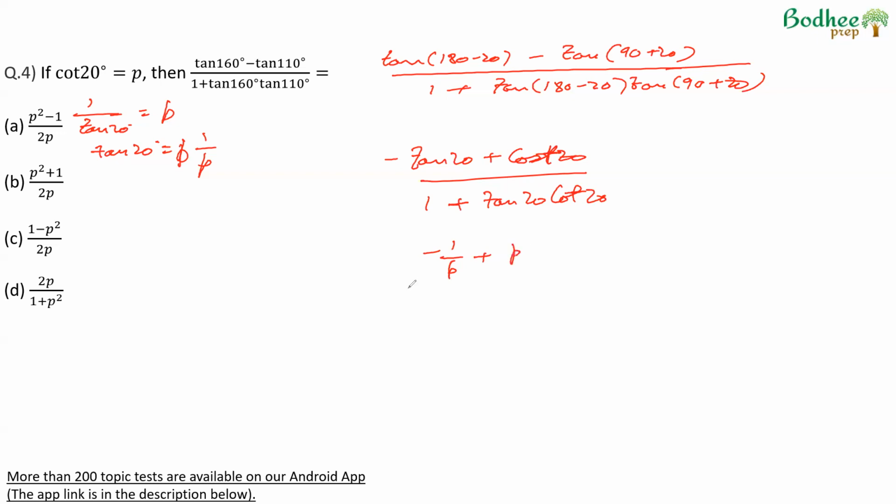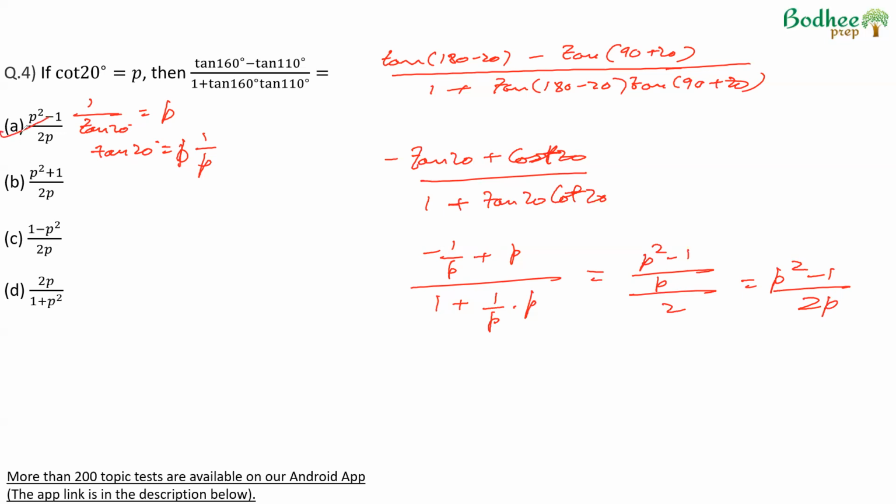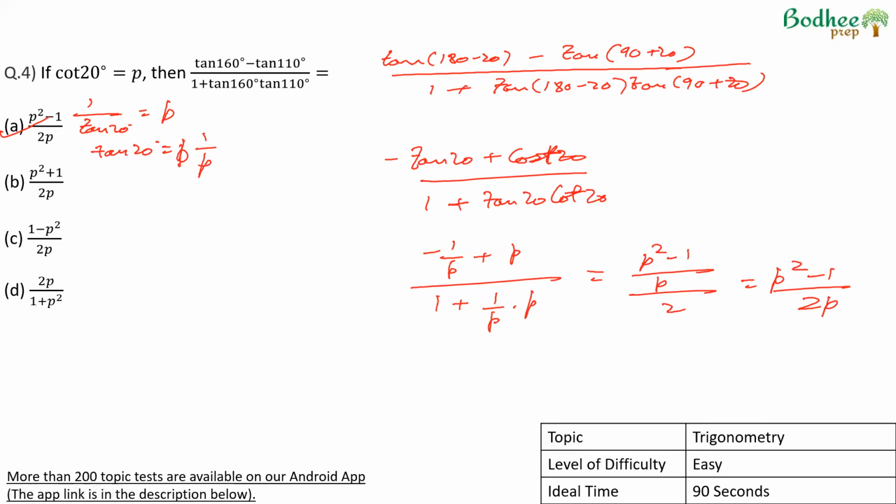Tan 20 is minus 1 by P. Cot 20 is P upon 1 plus tan 20 cot 20, 1 by P into P. This will be P square minus 1 upon P upon 2, which is P square minus 1 upon 2P. And therefore, option A becomes the answer. Again, probably an easy question because we just have two angles for which you're looking at values. A minute and a half to solve.